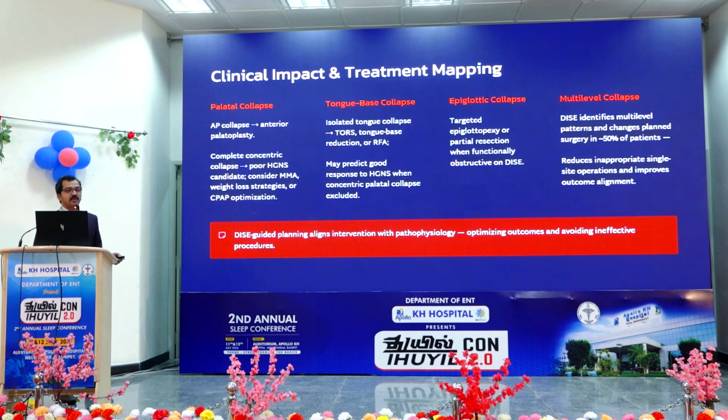And if you observe a multi-level collapse, one limitation of DISE is that it will pick up only one collapse at a time. You will be able to see only one collapse, but there may be multi-level collapses. At different times you will notice multi-level collapse. So based on the multi-level collapse also you can plan your surgery.